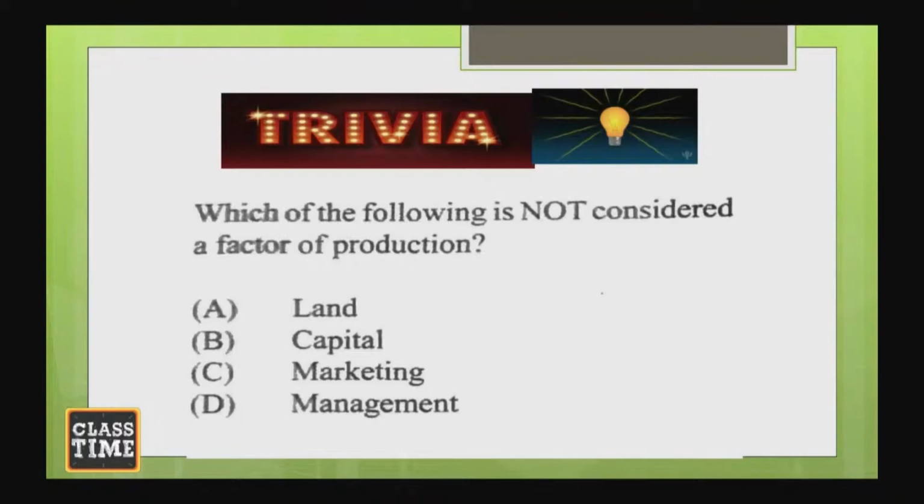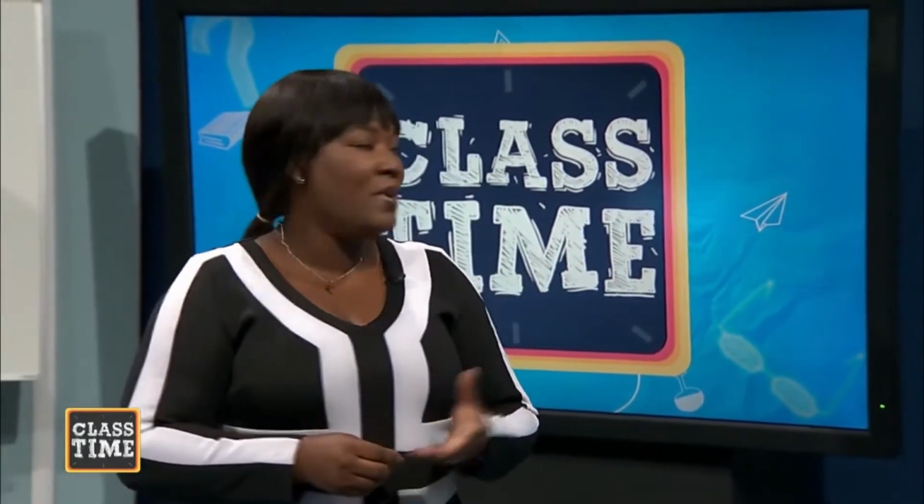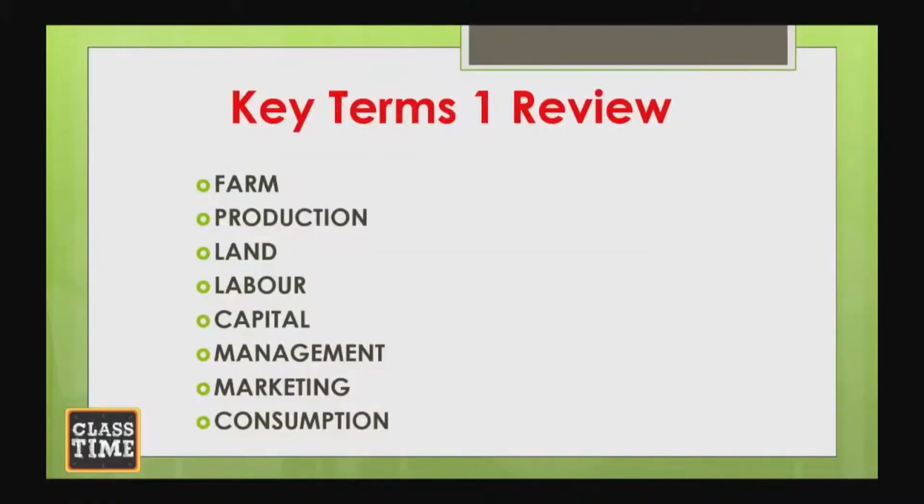Now, today we looked at a few topics: farm production, land, labor, management, marketing, and consumption. So let's do a recap. For today, we identified what a farm is. It's an economic unit that is involved in production. We highlighted production. Production leads to improving the standard of living. We looked at a wide variety of ways we can utilize the focus of production, and production focuses on goods and services.